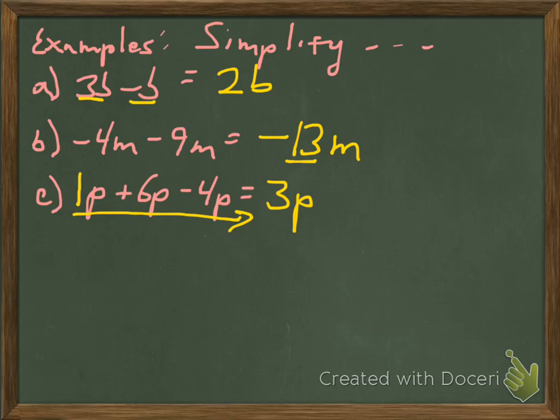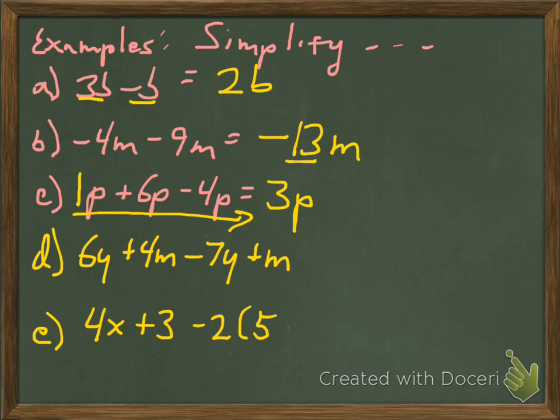Now we can make this a little bit more involved when we have lots of terms. So let's look at these two examples. Okay, the letter D, to do that one, we're going to look for any like terms. And I like to go through and just underline like terms. So I see 6y's and I see a negative 7y. If we combine those, 6 minus 7 of something, if you have 6 and you pay 7 away, you end up with negative 1 or just negative y.